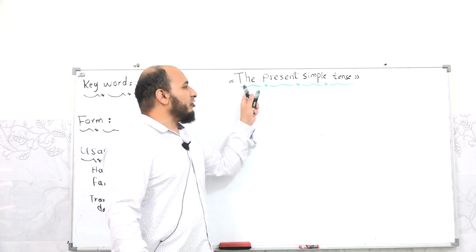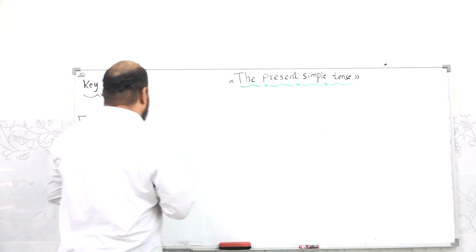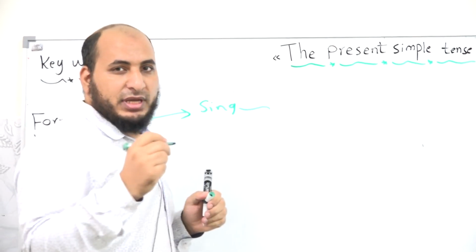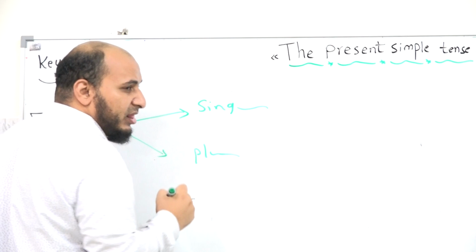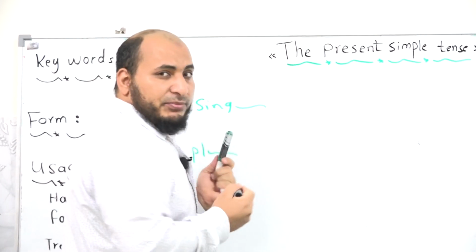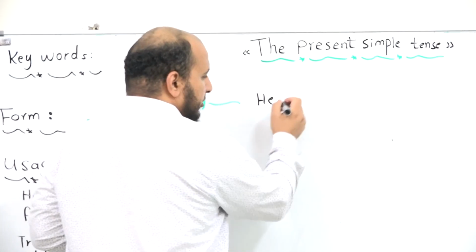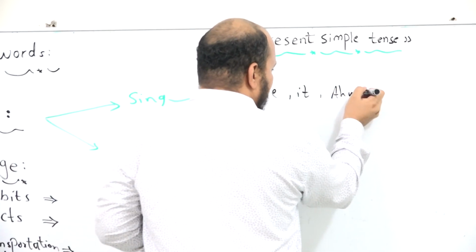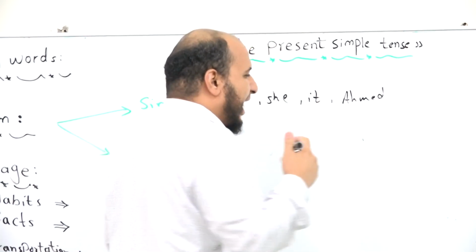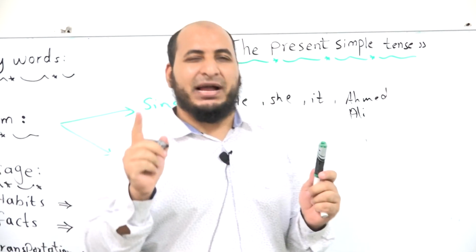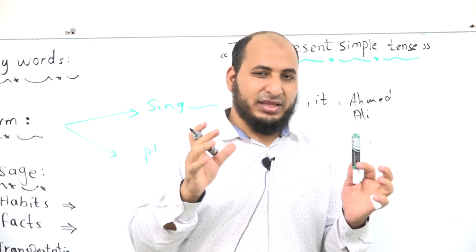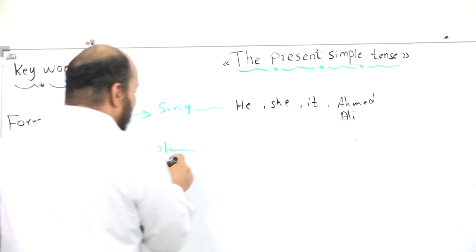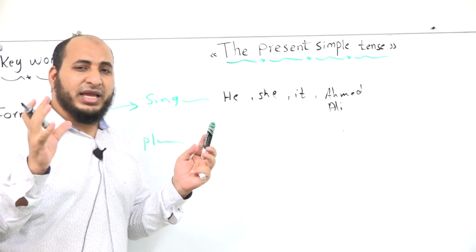When I ask you what the form of the present simple tense is, there are two forms: singular pronoun and plural pronoun. The singular pronouns are he, she, it, and you can say your name, Ahmed. Your name is Ahmed? Ahmed. You can say my name, Ali. Ali. But you can't say Ali and Ahmed. Ali and Ahmed is a plural pronoun, okay? But Ahmed, only Ahmed, is one. Ali is one, okay?